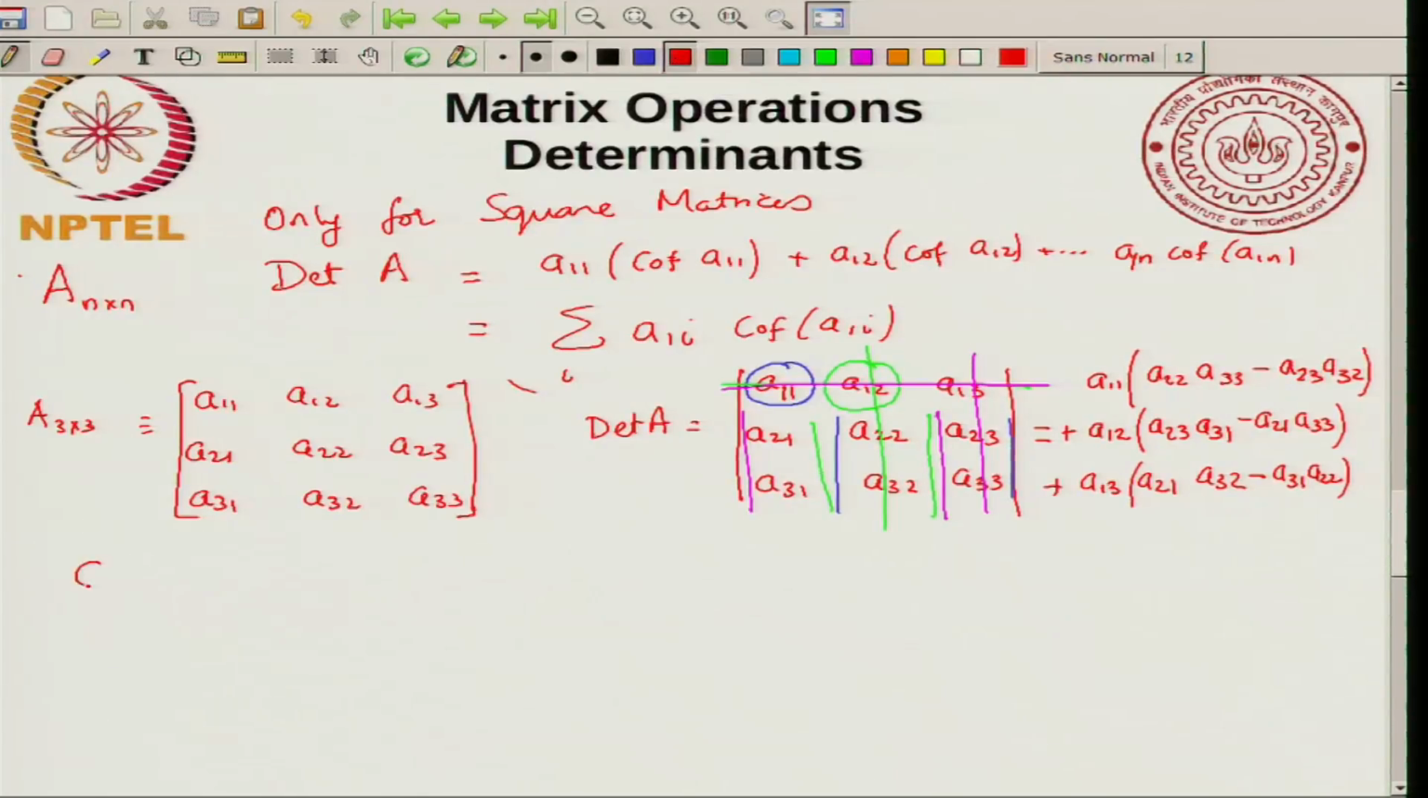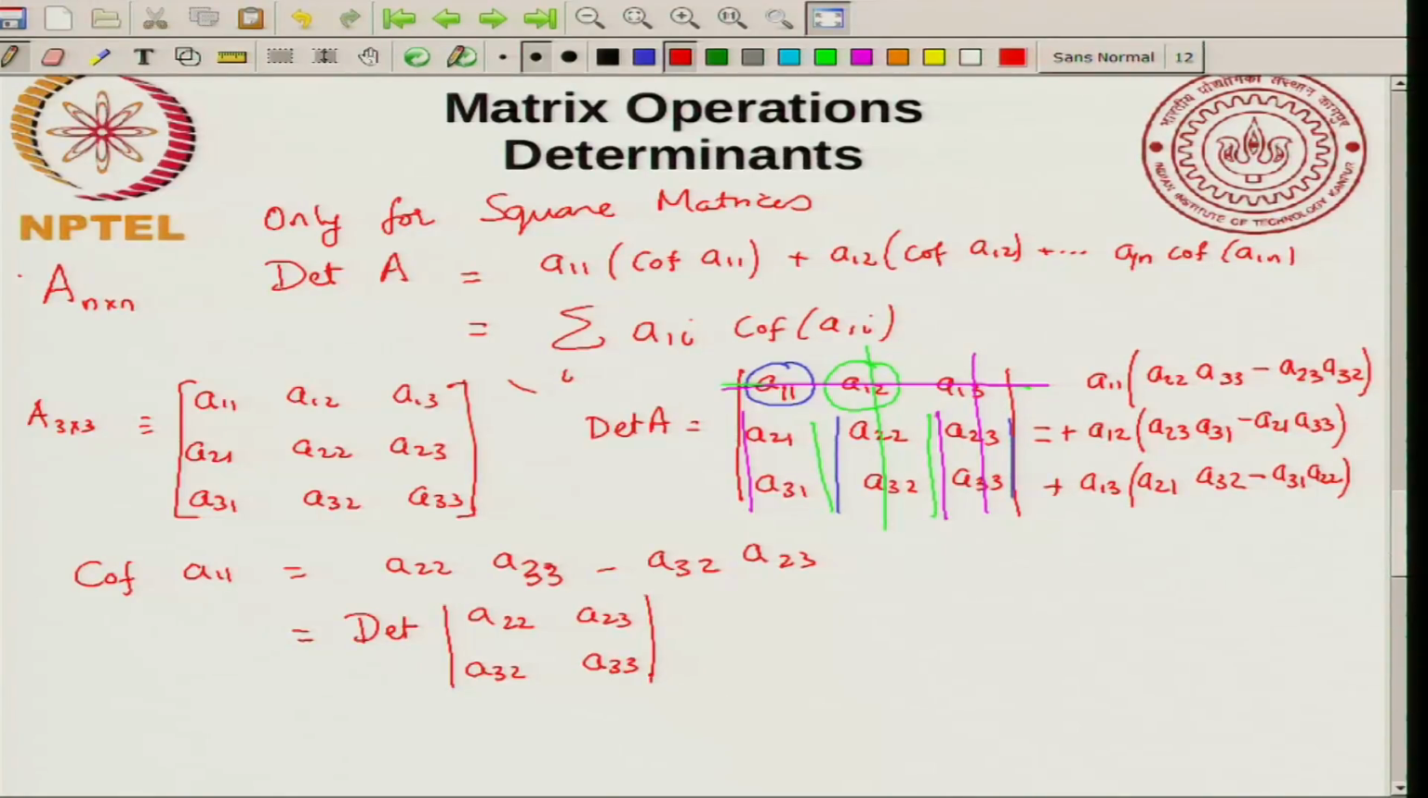So just to remind, cofactor of A11 is equal to A22 times A33 minus A32 times A23. This is nothing but the determinant of the matrix formed by removing this row and this column, so A22, A23, A32, A33. This is the basic idea, and you can do this for larger matrices also, but you will have to calculate more and more determinants. So, this cofactor is nothing but a determinant of a smaller matrix.